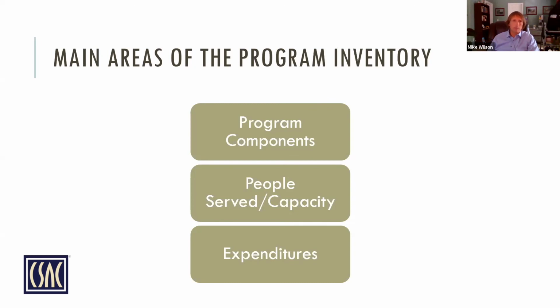And then finally, the expenditures are a really important part of this, because we could have a list that shows a bunch of different programs that we're doing in our jurisdiction, but if we don't know how much money is being spent on it, it's hard to know the relative importance within the county of each program on our list. So those are the three main components. I'm going to go through each of those in a little bit more detail. Go to the next slide, Kevin.